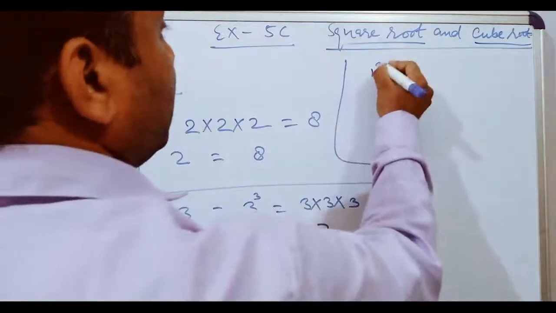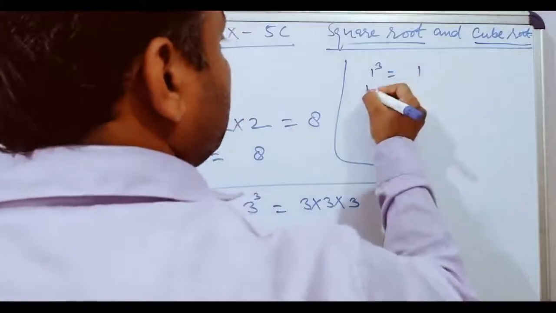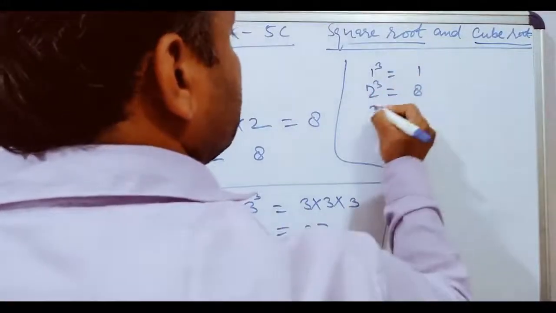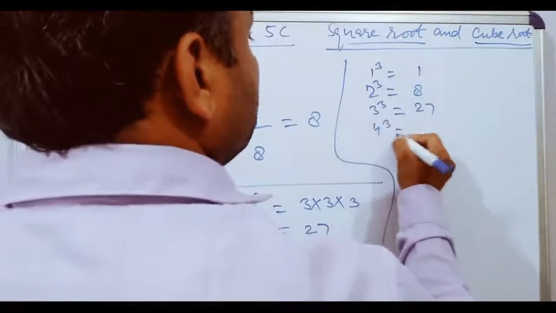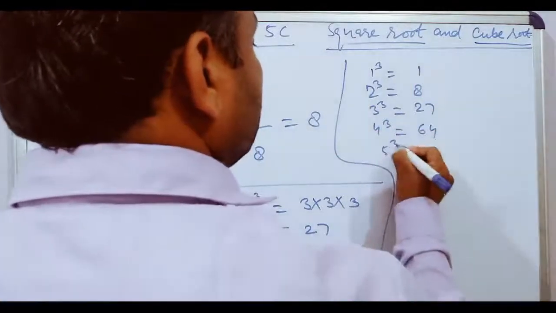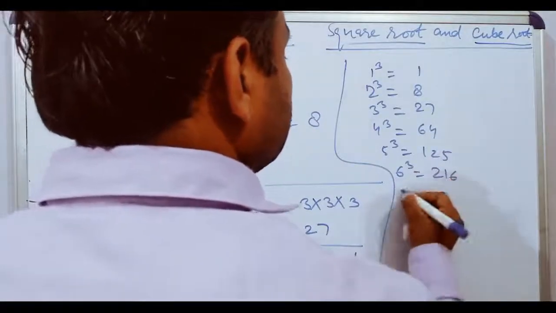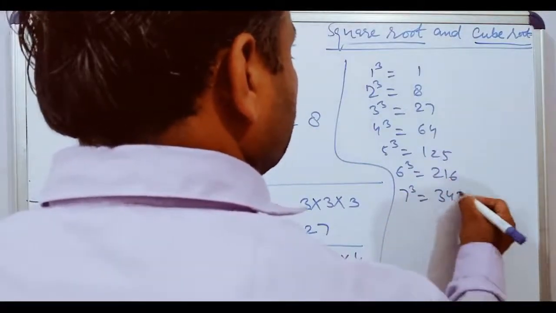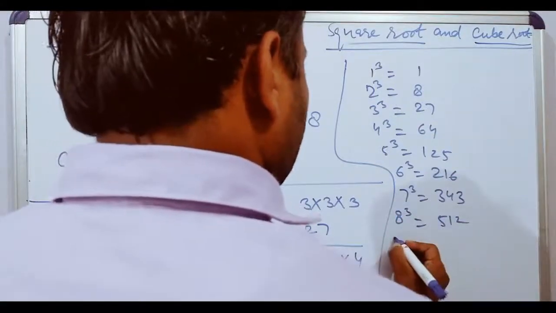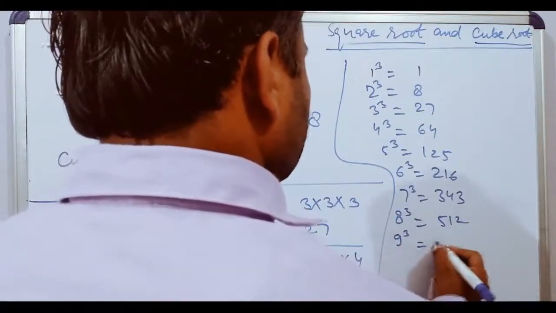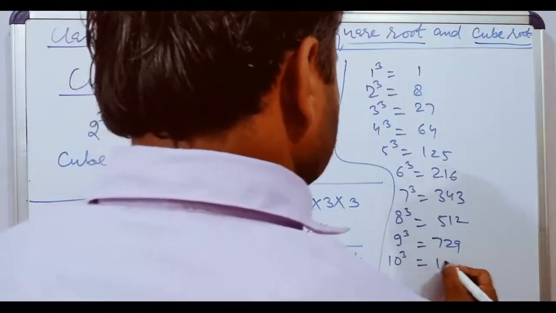Cube of 1 equal to 1, 1 into 1 into 1. 2 cube equal to 8. 3 cube equal to 27. 4 cube equal to 64. 5 cube equal to 125. 6 cube equal to 216. 7 cube equal to 343. 8 cube equal to 512. And 9 cube equal to 729. And 10 cube equal to 1000.